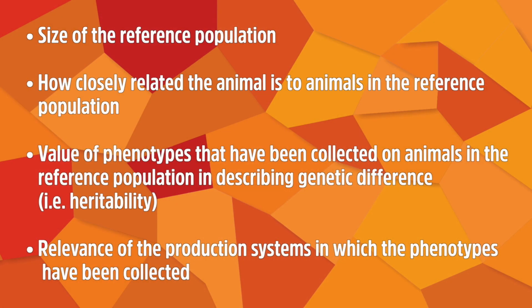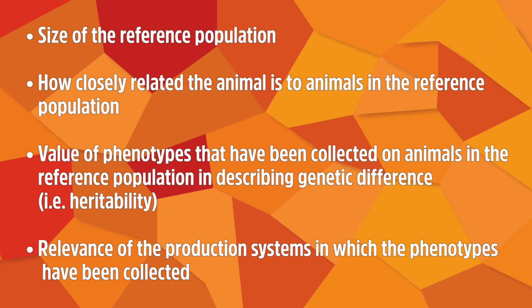Now the value of that prediction, so how accurately the breeding value can be predicted, is dependent on a number of key factors, and factors such as the size of the reference population. Generally, the more animals in that reference population, the more performance records, the more reliably that breeding value can be predicted. It's also impacted by things around how closely the animal is to the animals that exist within that reference population. So the more closely related an animal is, the better the prediction is of its total breeding value. Likewise, the value of the phenotypes or the performance information that's been collected on animals in that reference population in describing genetic differences.